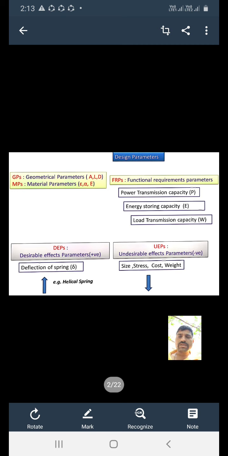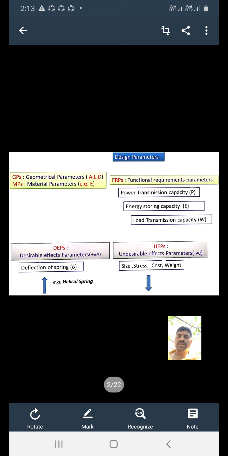Then second is the material parameters. The material parameters describe the material values, for example density, modulus of elasticity, Poisson's ratio, or the ultimate tensile strength. Remember these examples of the material parameters. This value does not change. Density, modulus of elasticity, Poisson's ratio, or ultimate strength are some examples of the material parameters.